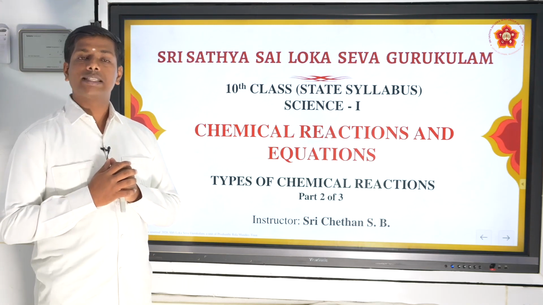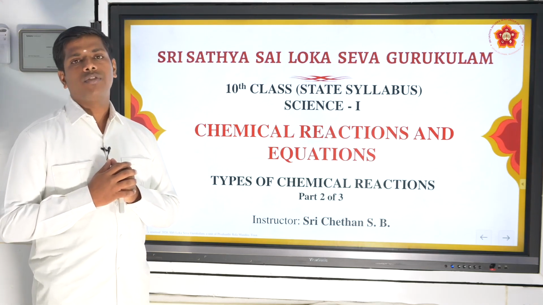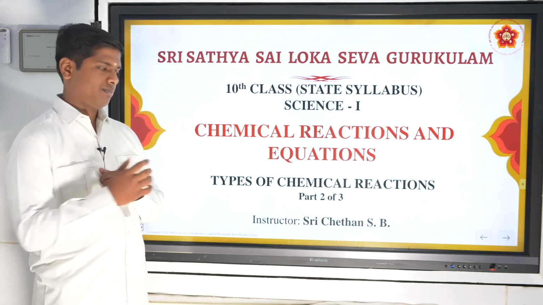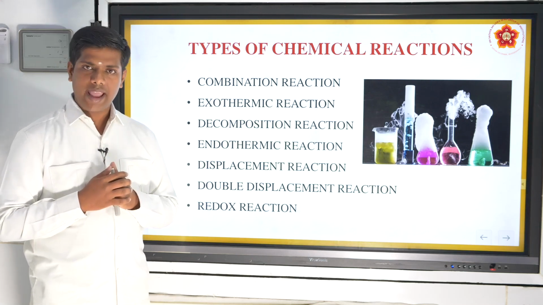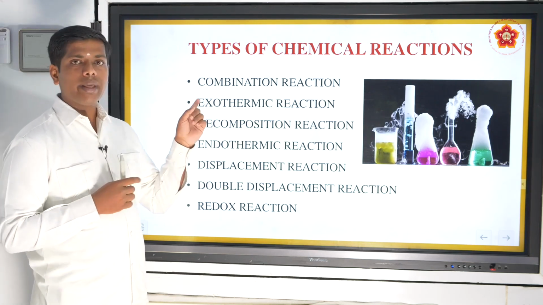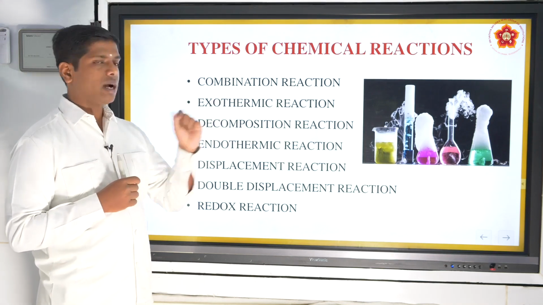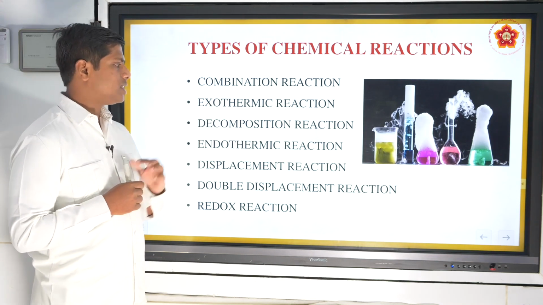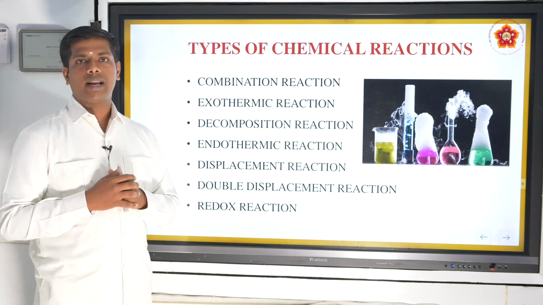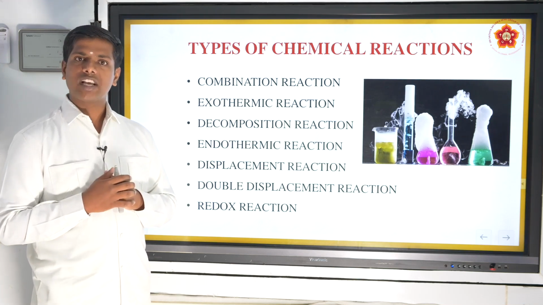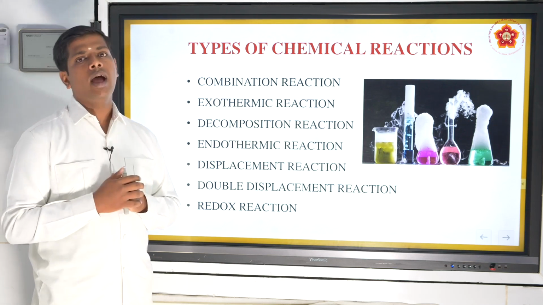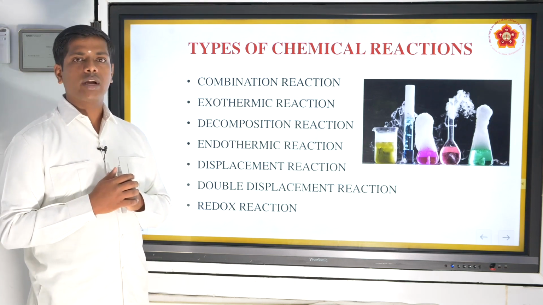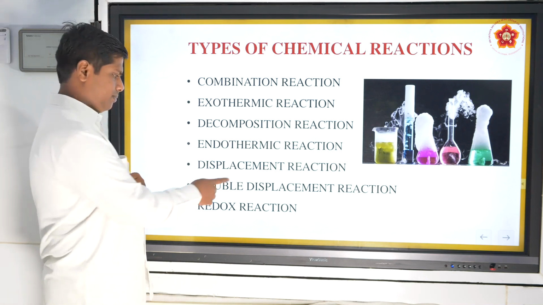In this session, we are going to discuss types of chemical reactions. There are several types of chemical reactions, namely combination reaction, exothermic reaction, decomposition reaction, endothermic reaction, displacement reaction, double displacement reaction, and redox reaction, where oxidation and reduction take place. Let us look at combination reaction.